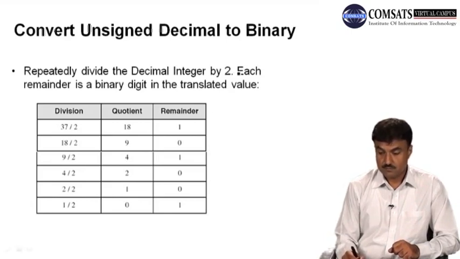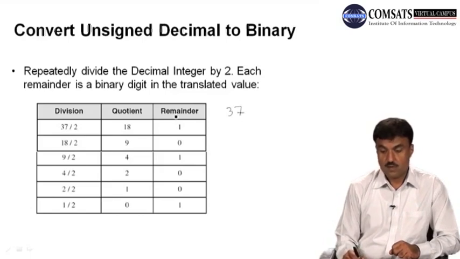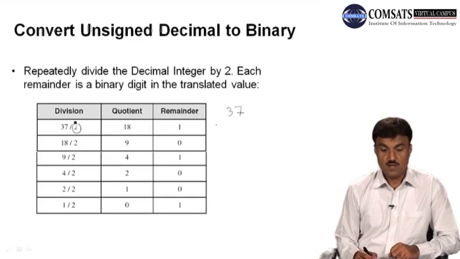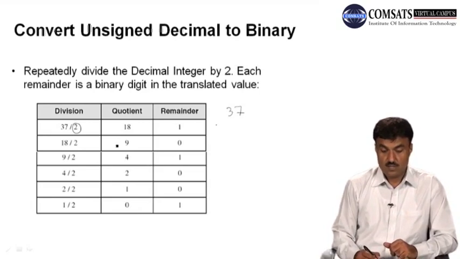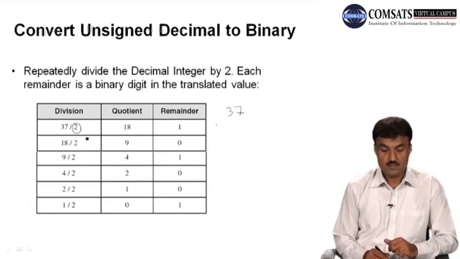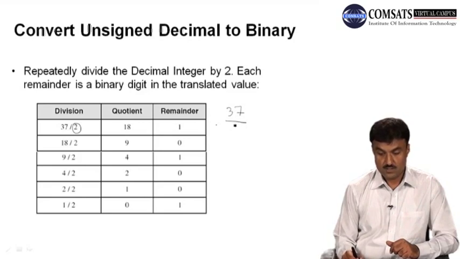So in this slide we will learn how to convert any decimal number into a binary number. We have a number like 37. If you want to convert any decimal number to any number system, like binary in this case, we divide by the base of the number system into which we want to convert the decimal number. The number we have is 37, and we want to divide by the base 2 because we want to convert from decimal to binary.